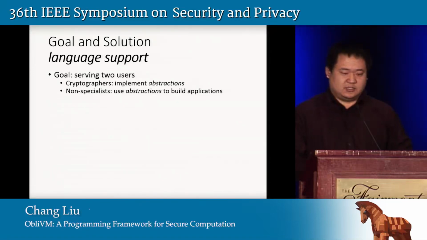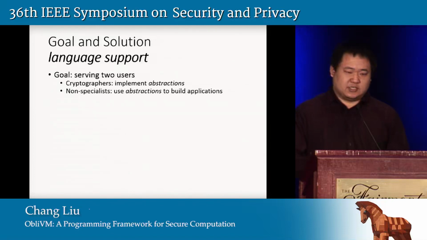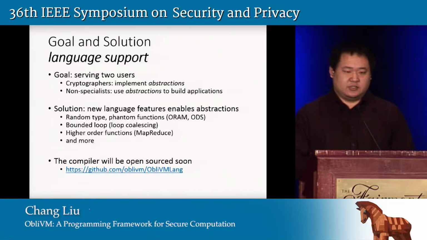When developing this language, we have two goals in mind. The first is that using our language, experts or cryptographers can implement different programming abstractions very easily. On the other hand, those non-specialists who do not know very much about cryptography can use these abstractions very easily to build their own applications. With these two goals in mind, our solution is to support new language features that were never supported before by any previous system. I list a couple of them here, and I refer you to the paper for more details. Further, we will open source our compiler, so that you can learn even more details about it.